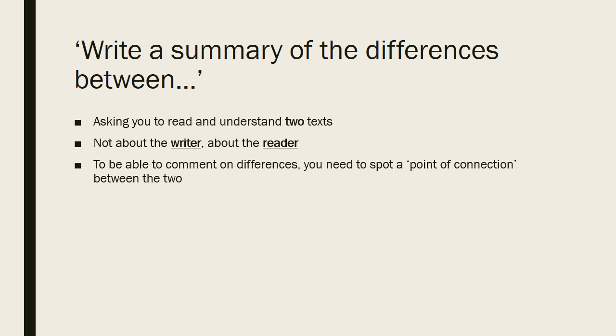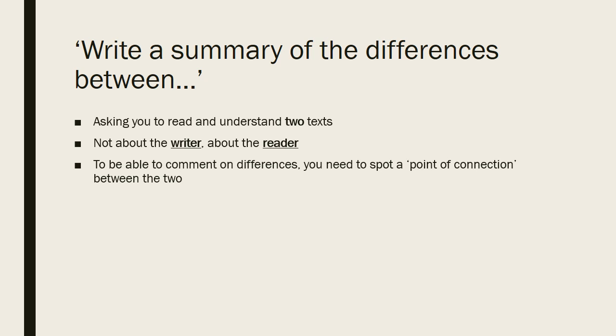Now, the third bit here, which I'm going to introduce, is the idea of being able to comment on differences, which means that you need to spot what I'm calling a point of connection. That's a phrase I will refer to quite a bit. I have already referred to it, and to give you some cross-reference, when we've been doing poetry for English literature, when we were doing comparison there, I talked to you about the importance of finding a point of connection, because when you're commenting on differences, you can't just say two completely different things. You have to find something connecting them.